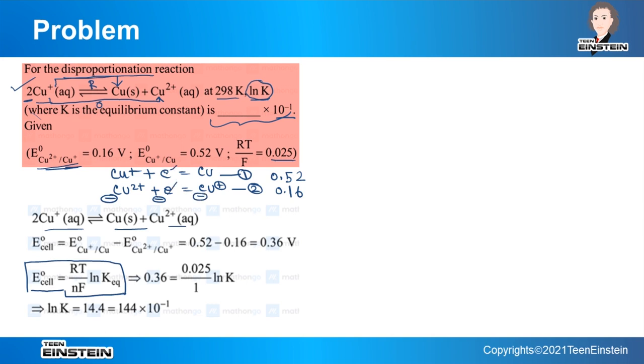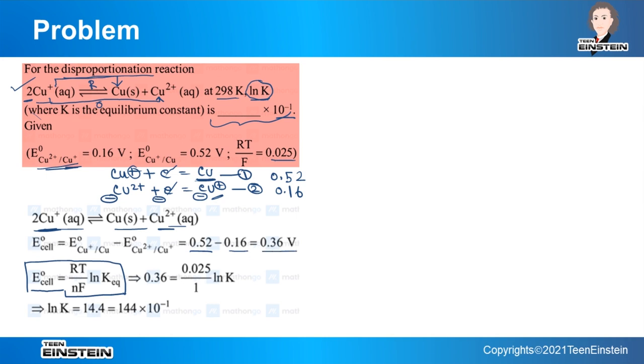electrons will be cancelled. Cu+ will be on the left hand side, so now it will be 2 Cu+, and on the right hand side we will have metallic copper, that is 0 oxidation state, and Cu2+. So as we have obtained this equation by arranging in this way, that is 1 minus 2, that is why here E naught cell, how we are calculating, we are calculating it as E naught of the Cu+ Cu system we have written first, and then we have written 0.16, and we are getting 0.36.